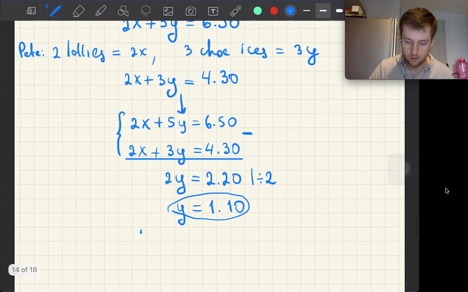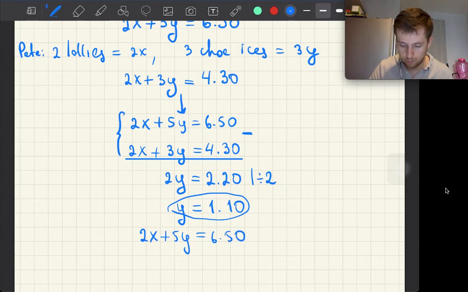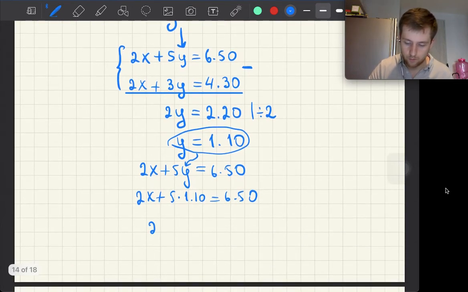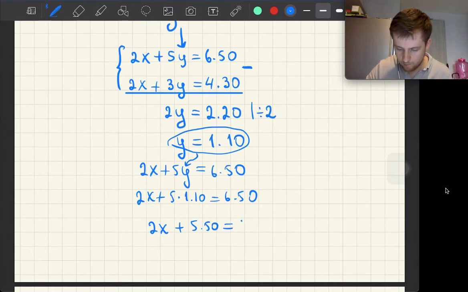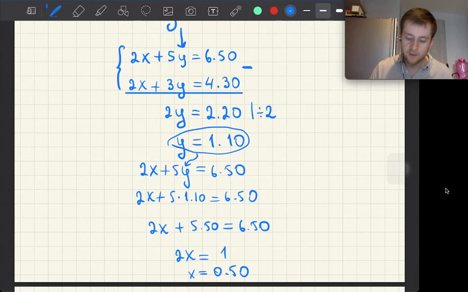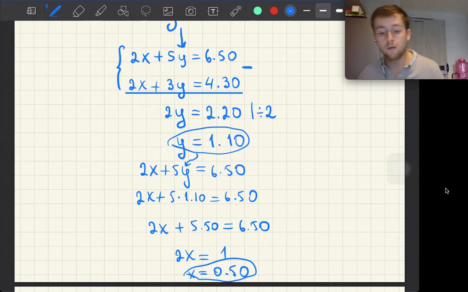Now we can just take one of the equations. So let's take the first one, 2x plus 5y equals 650. We just plug y into this equation, and we get 2x plus 5 times 1.10 equals 650. And the rest is quite easy. Okay, we found it. So y equals 110 and x equals 0.50.